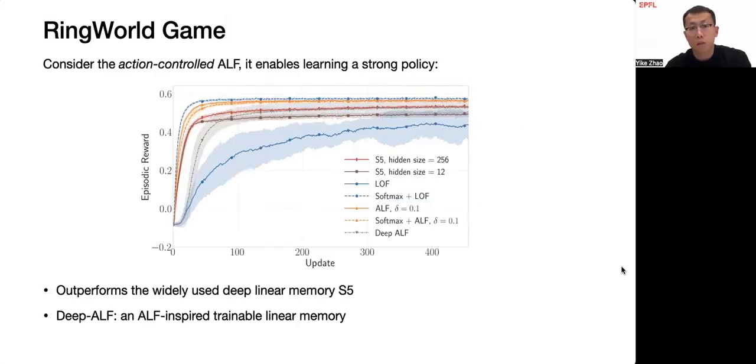We consider the action-controlled ELF. It gives a strong policy with high return, and it outperforms the widely used deep learning memory called S5. And inspired by ELF, we also develop a trainable linear memory called DeepELF, which also outperforms S5 in this experiment.